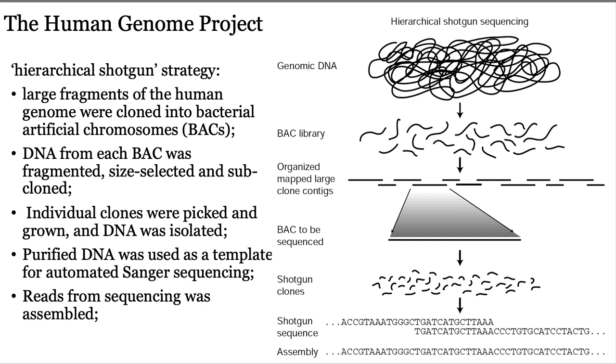When you try to assemble, you go back: you assemble each BAC first, and then based on each BAC sequence, you assemble the BACs back into the genome. And that is the strategy used in the Human Genome Project.